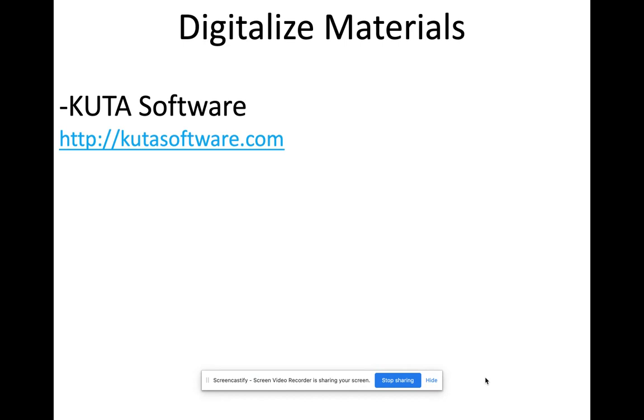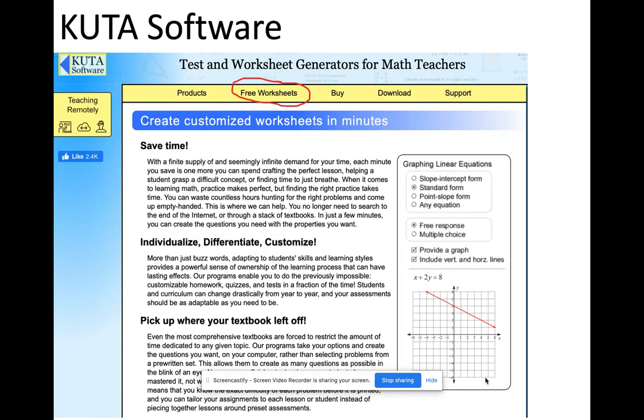So today's topic is going to be how to digitalize materials using KUTA Software. If you've never used KUTA Software, their website is kutasoftware.com. When you visit them, this is what their homepage looks like. They have general information about the products that they offer, how to buy it, how to download it, how to get support, how to get in touch with them. And they also have an option for some free samples.